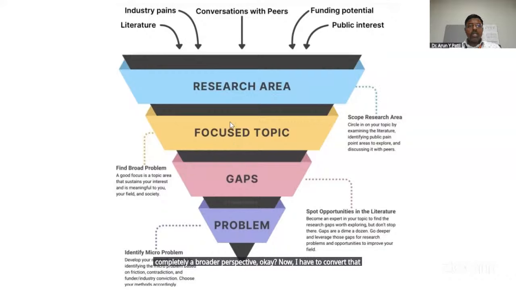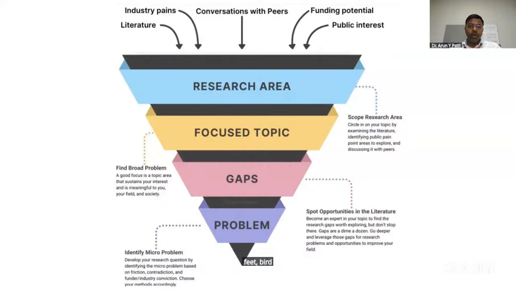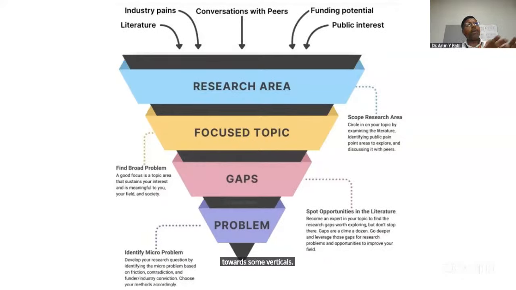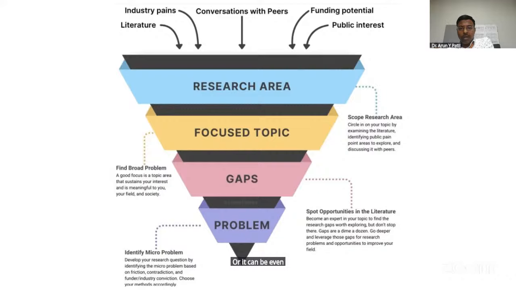convert that into, this research area is something like a 10,000 feet bird's eye view. So now I am coming nearer to the problem area, wherein I focus it towards some verticals, wherein it might be an automotive sector, or it might be an aerospace sector, or it might be MSME, especially micro, small, medium enterprises, or it can even be a domain such as the semiconductor industry, or it can be the medical domain. So these are the main focused verticals or areas, I can say, sub verticals, you can say, right? So this is the main vertical under which it's a sub vertical.